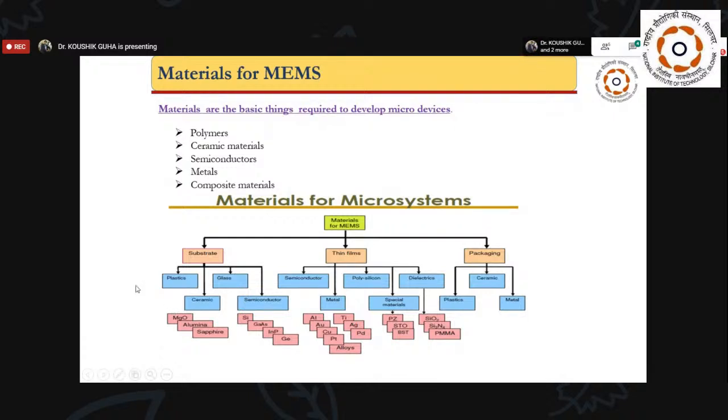Substrate may be plastic, glass, ceramic substrate, maybe also semiconductor. In thin film category, it may be semiconductor, polysilicon, dielectrics. Even in metals, there are so many kinds of metals that can be used. Even in dielectrics, many varieties. Packaging also: plastic packaging possible, ceramic packaging possible, metal packaging possible. So MEMS can support all kinds of materials, all kinds of technology. There is no certain design library like our IC. So according to the demand or the structure of the sensors, you can choose any suitable method to fabricate and any suitable material that can support.